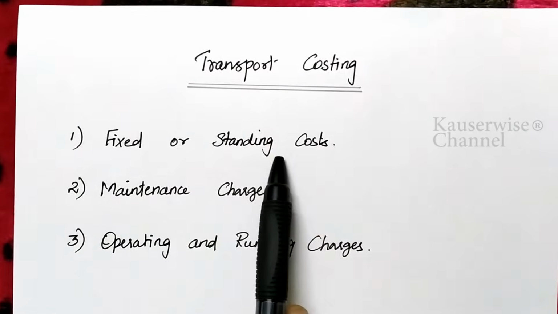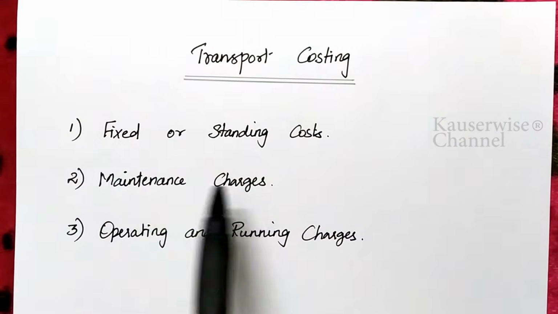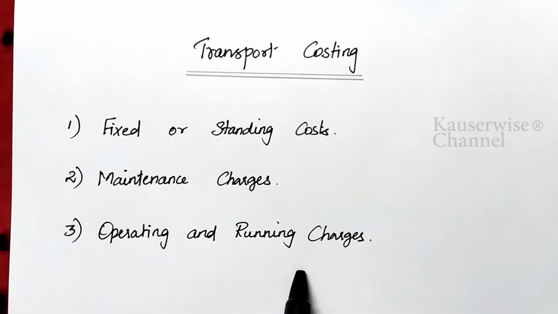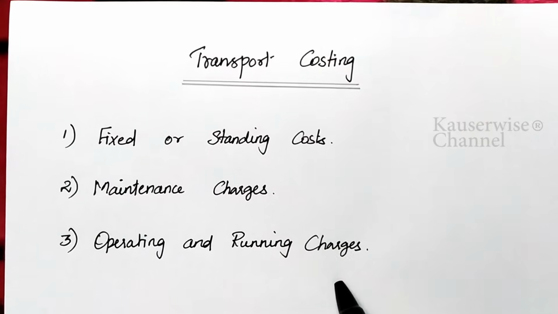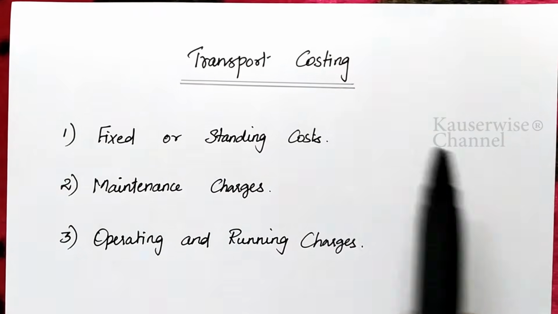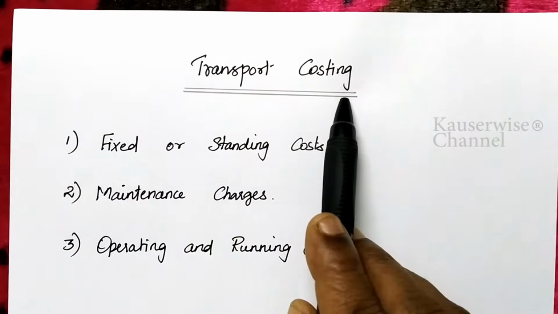The first one is standing cost, standing means fixed nature, and the second one is maintenance charges, and the last one is operating and running charges. So these are the three classifications of cost which come under transport costing. Now let us see the cost sheet format for transport costing.